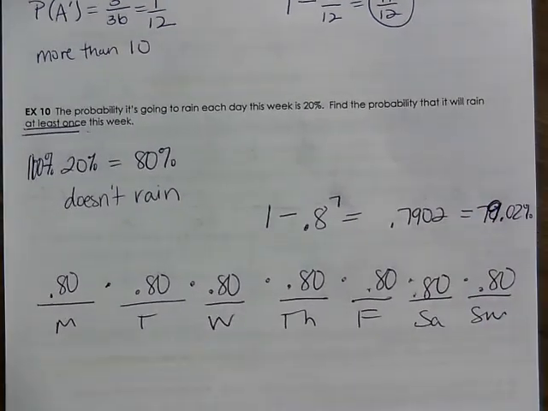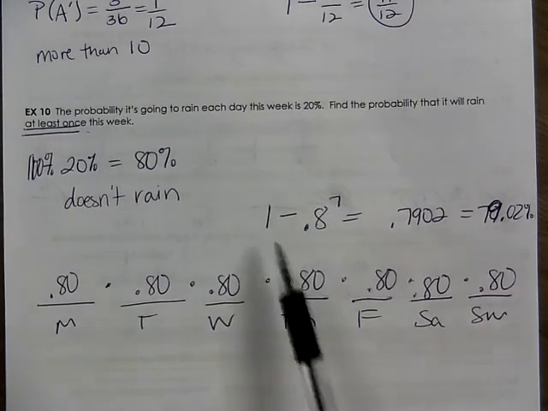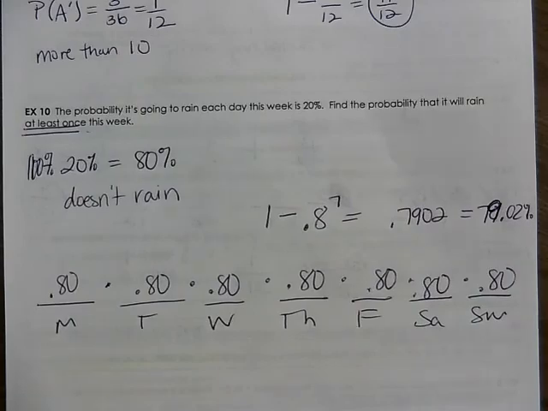So what you do when you figure out the complement is, if there are too many scenarios to figure out, or if it's too hard to figure out what they're really asking for, you can do the opposite of it. And then you think about that, and you subtract it from 1.